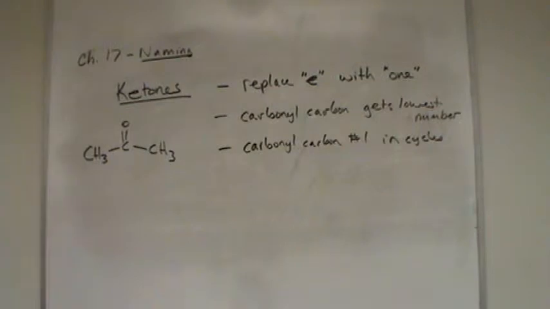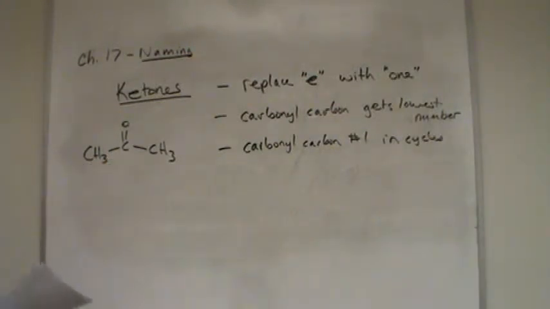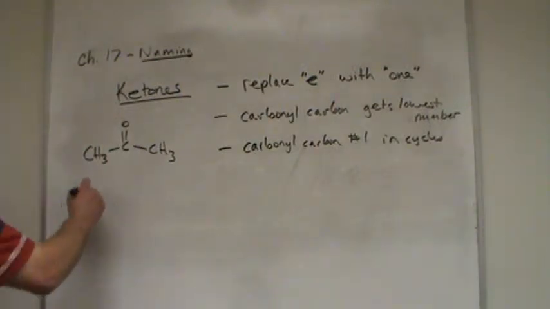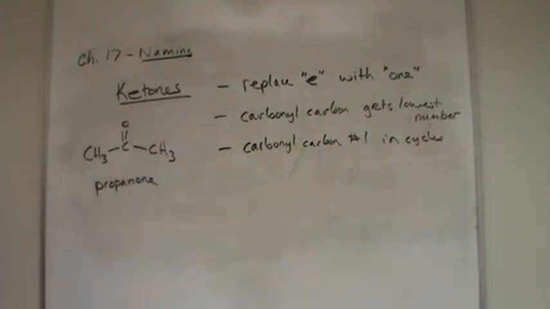Let's look at this example. So here we're going to replace the E. There's 3 carbons, 1, 2, 3. The only carbon of these 3 where we can have a ketone is the middle one, so we don't have to put a 2 there. Okay, and instead of propane, it's propanone. If we put the double bond to the oxygen here, it would be an aldehyde, not a ketone. So we don't have to put 2 for propanone.